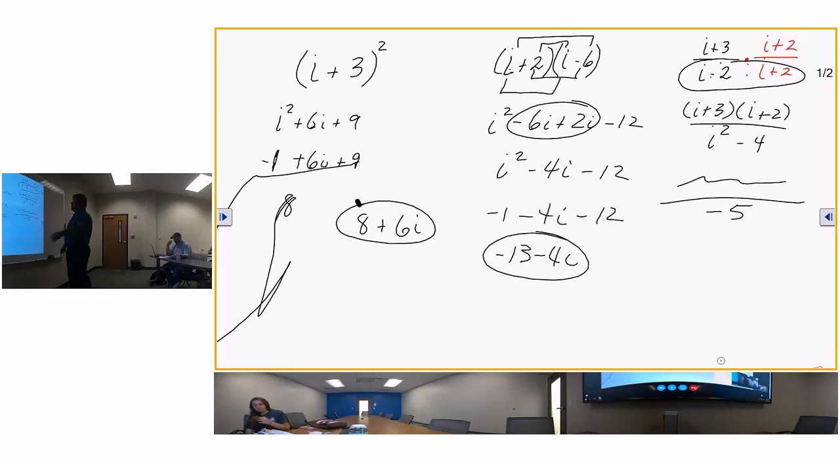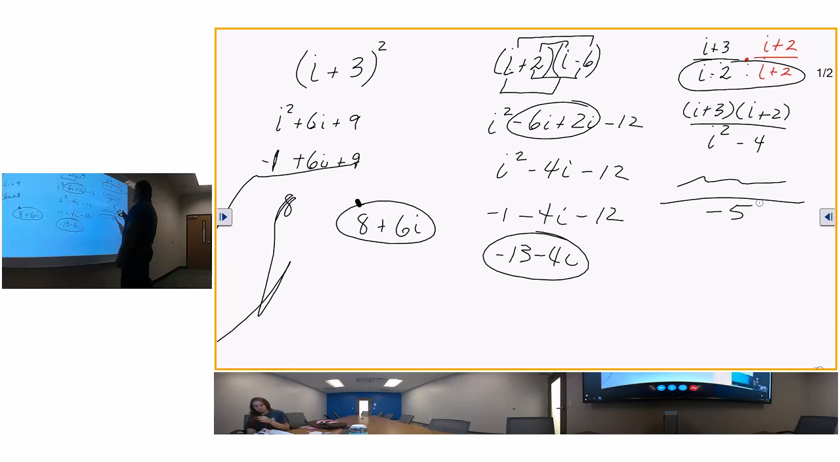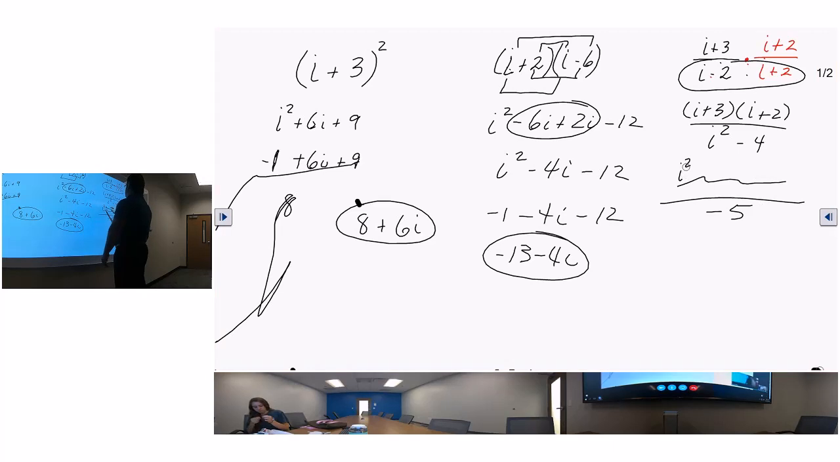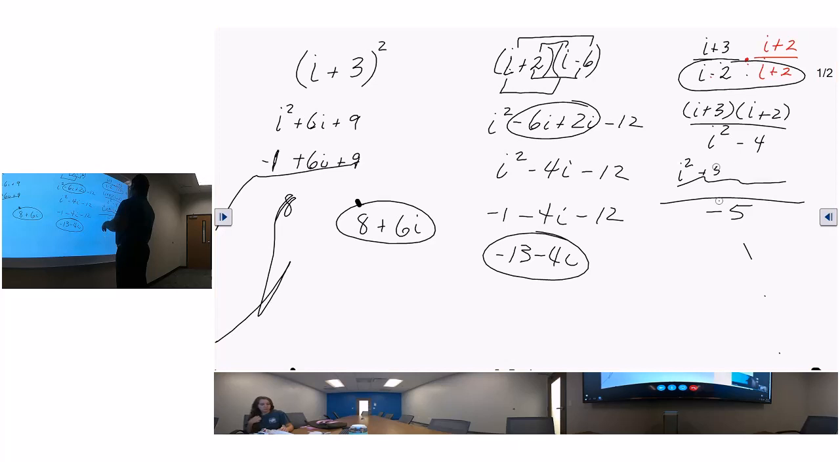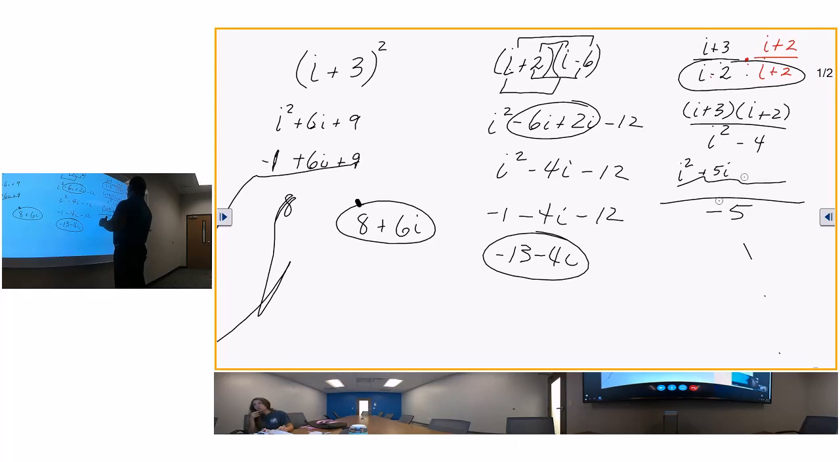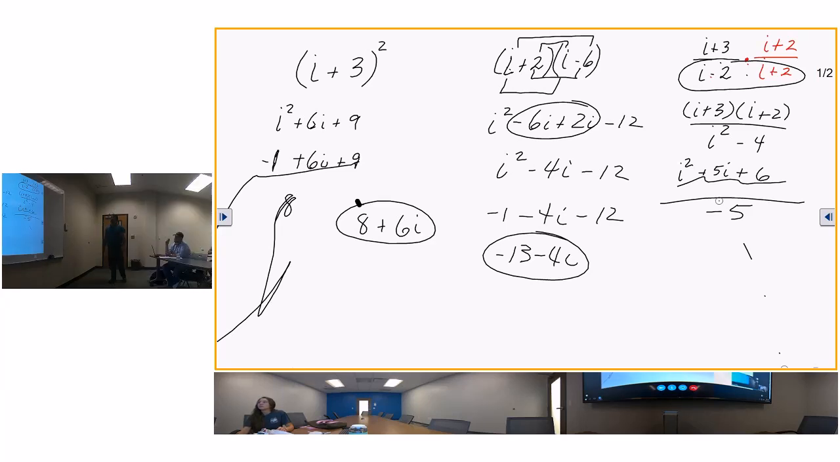All right, so that's the answer here, and the top would be i squared plus what? 5i minus what? 6 or plus 6? That's what the top would be. And the top doesn't have a shortcut. No, it's the regular FOIL. Okay, so there's your review on i. And like I say, it should be a review.